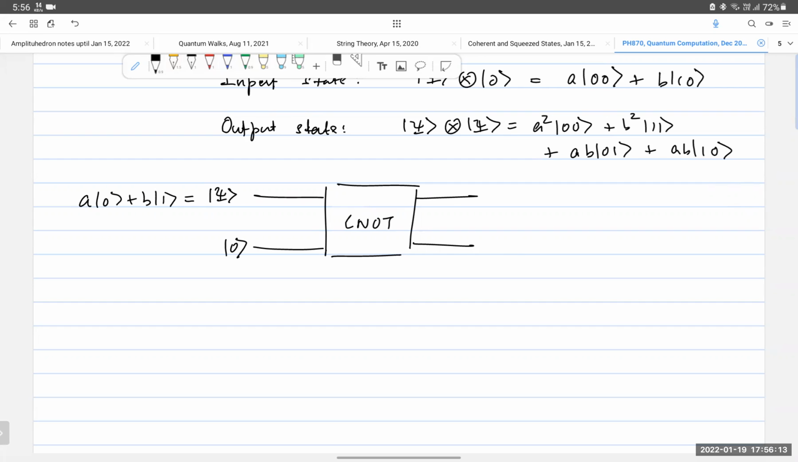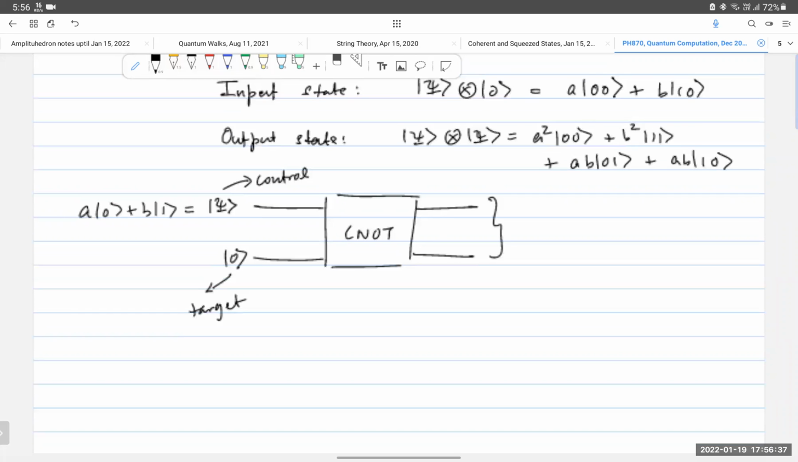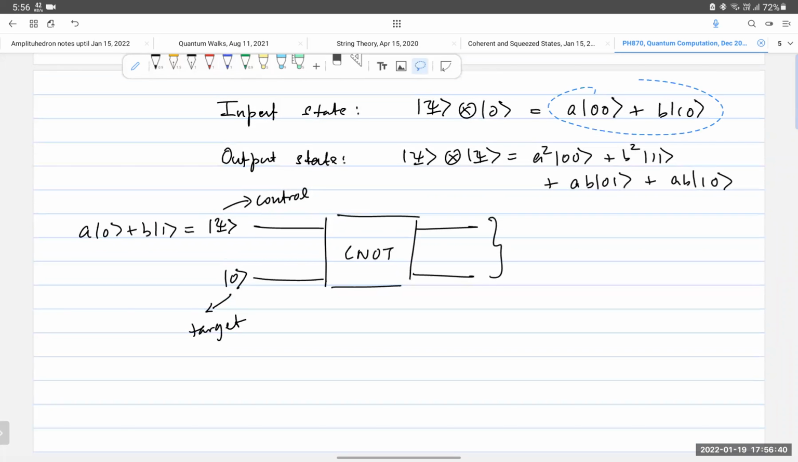If this is your control qubit, remember, right? And this is your target qubit. But what we are trying to do is we are going to copy the control qubit. We're going to, well, hope that we can do that. Okay. On the other end, right? So the input state is this guy. It's the tensor product of psi and 0. What is the output going to be?